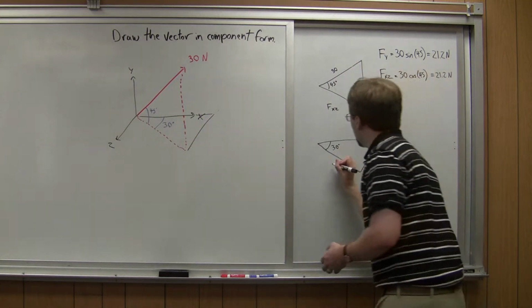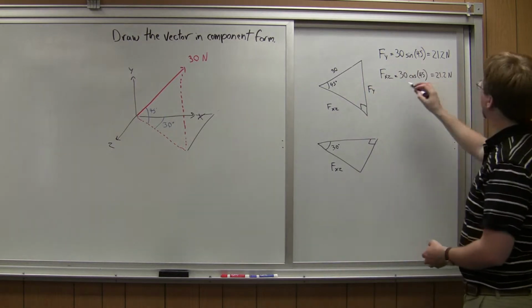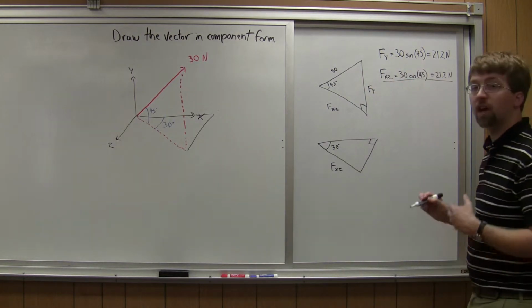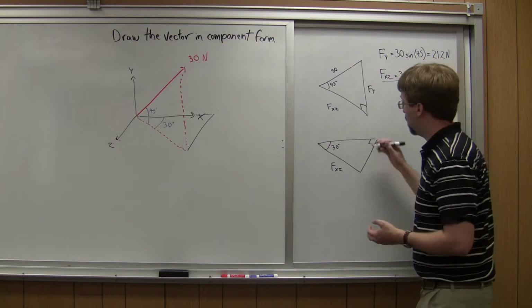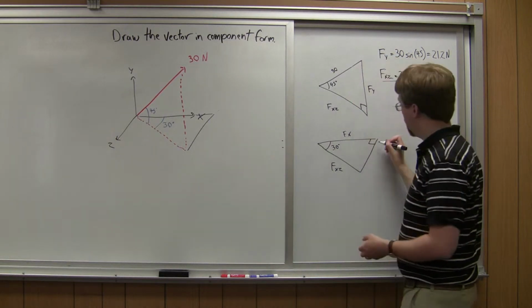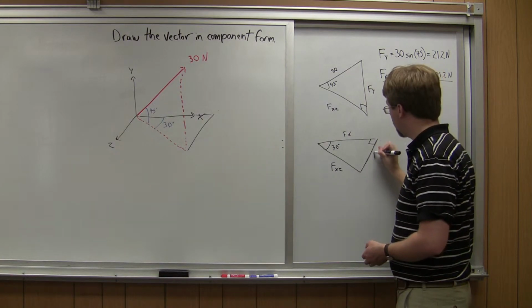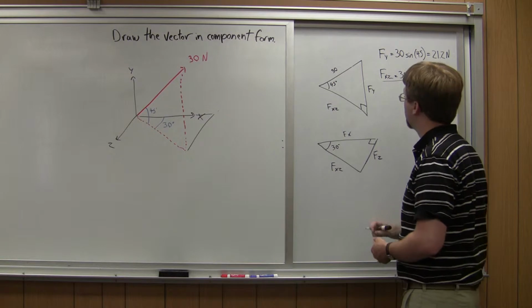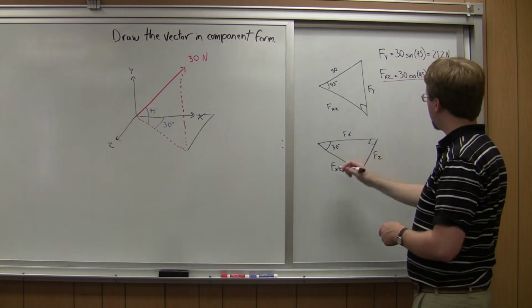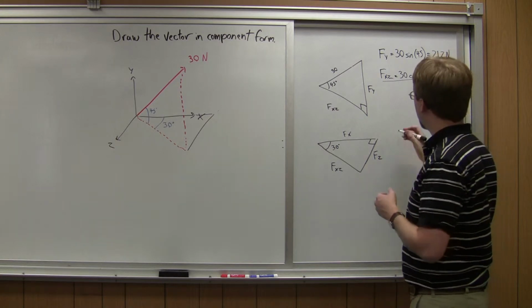So with this, I know Fxz. I figured that out right here. That's the hypotenuse of my triangle. This over here is in the x direction. This is Fx. And right here, this part is in the z direction. So this is Fz. All right, so Fxz, Fx, and Fz are the 3 sides of my triangle.